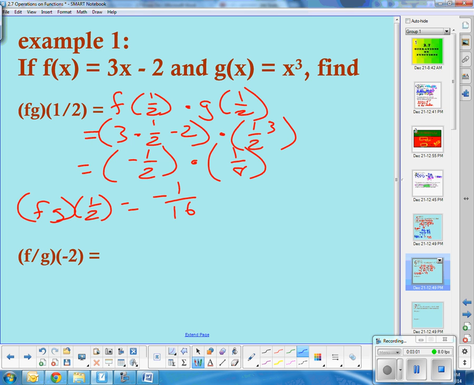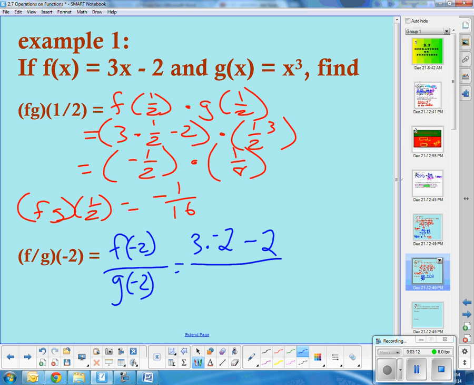F divided by g of negative 2 would be f of negative 2 divided by g of negative 2. That's 3 times negative 2 minus 2, over negative 2 cubed. 3 times negative 2 is negative 6. Negative 6 minus 2 is negative 8. Negative 2 cubed is also going to be negative 8. So that is equal to 1. So f divided by g of negative 2 is equal to 1.